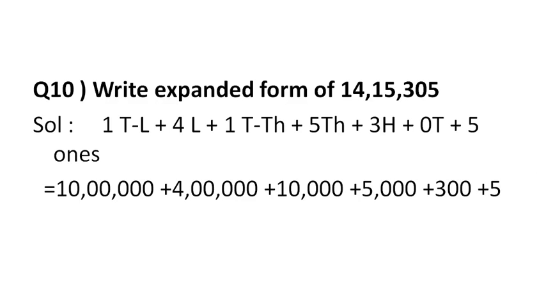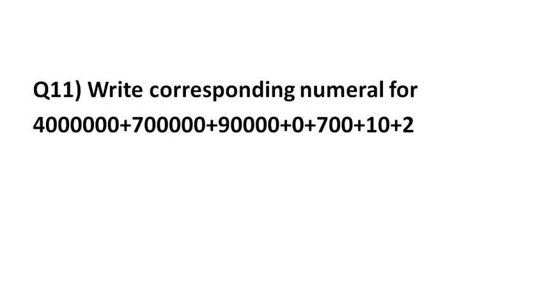You see, this is a very small compact form we have written here, but here we have written its expanded form. Okay, now write the corresponding numeral for this. This is your expanded form that is written here. Which form is written here? Expanded. We have to write its numeral. Numeral means we have to write the compact form.